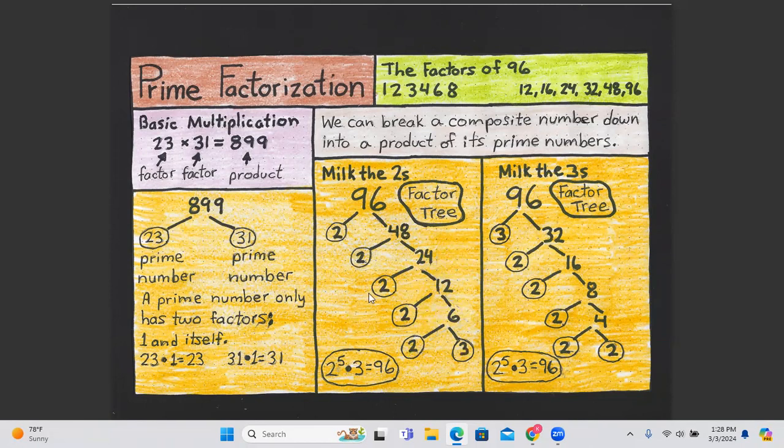And we can write it down like this: 2 times 2 times 2 times 2 times 2 times 3, which is the same as saying 2 to the fifth power times 3 will give us 96.